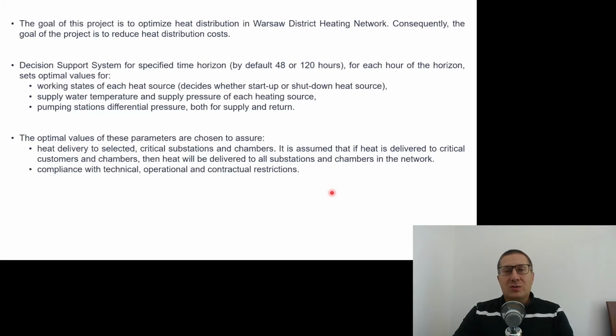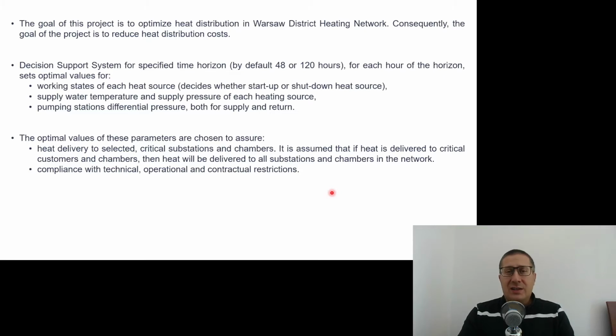And moreover, we need to also decide how to use those pumping stations for now and for next hours. So what should be the differential pressure associated with those pumping stations on the supply side and on the return side. So the optimal values of these parameters are chosen in a way that allow us to say that the heat will be delivered to end users.